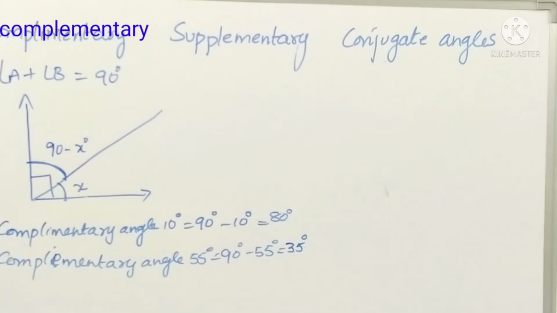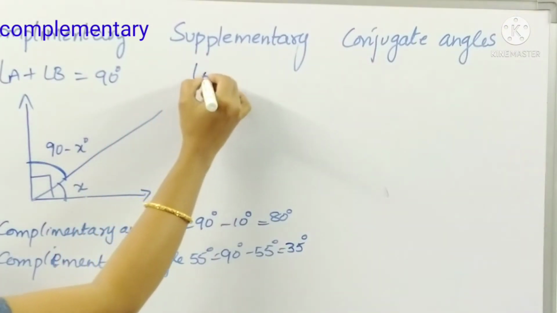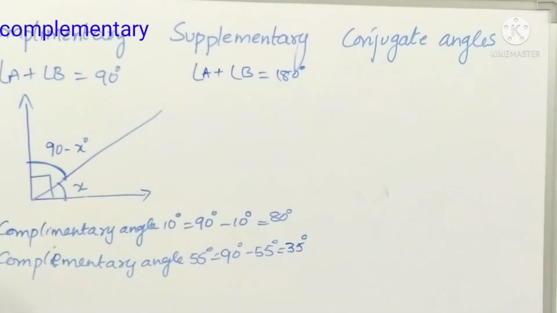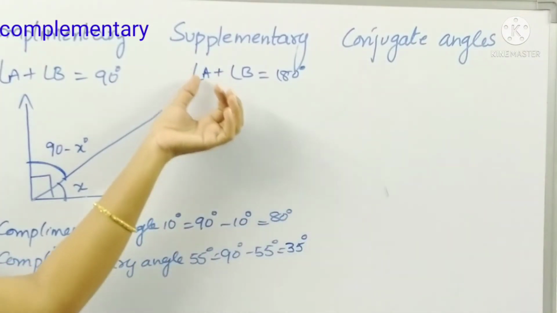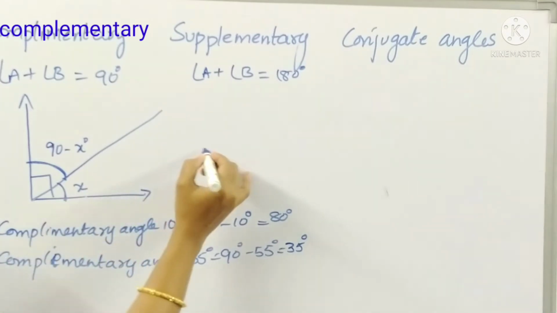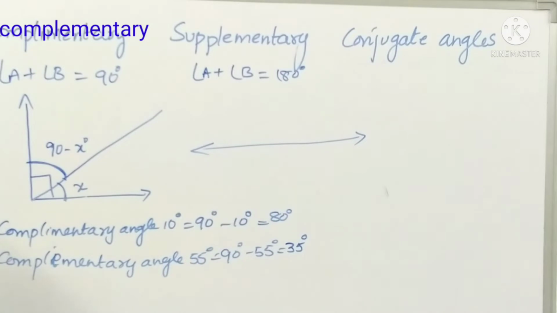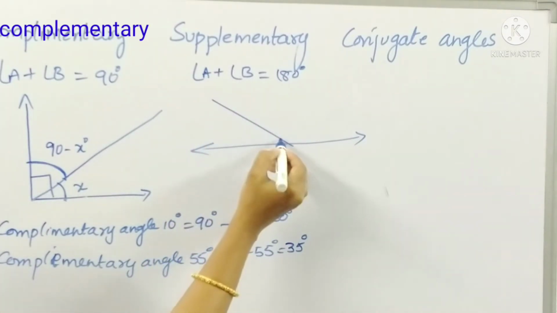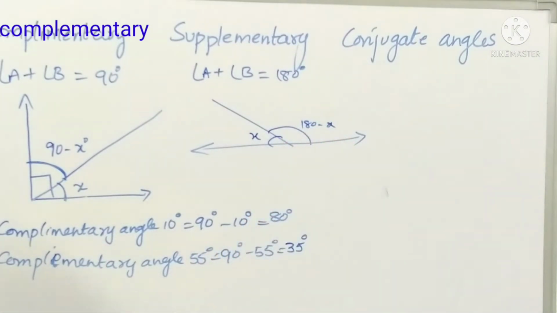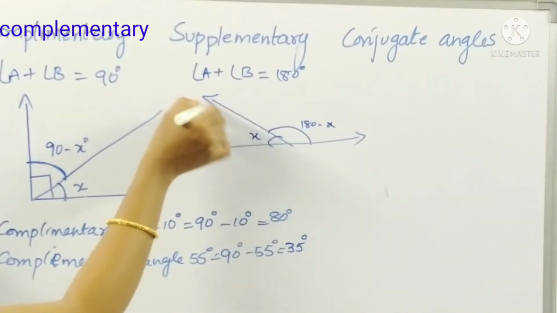Similarly, supplementary angles. If the sum of two angles is 180, they are called supplementary angles. That means if two angles are there and when we add them the sum comes to 180, then angle A and angle B are called supplementary angles. 180 means a straight angle. If one part is x, the other is 180 minus x only, right? So the supplementary angle of x is 180 minus x.